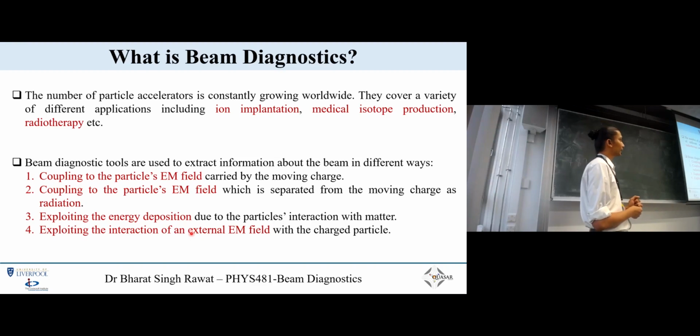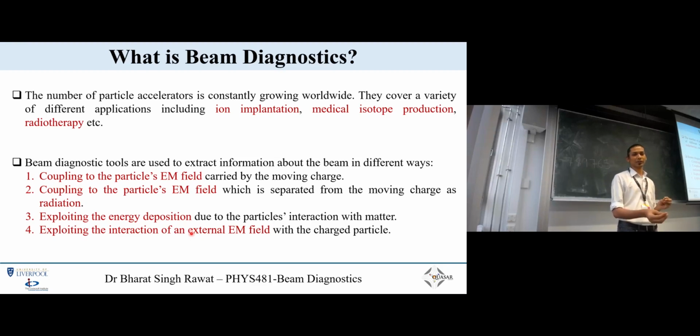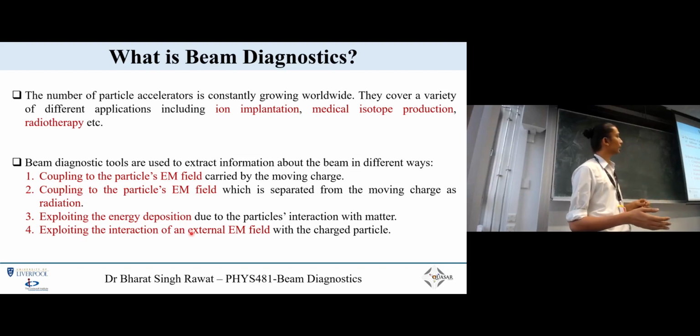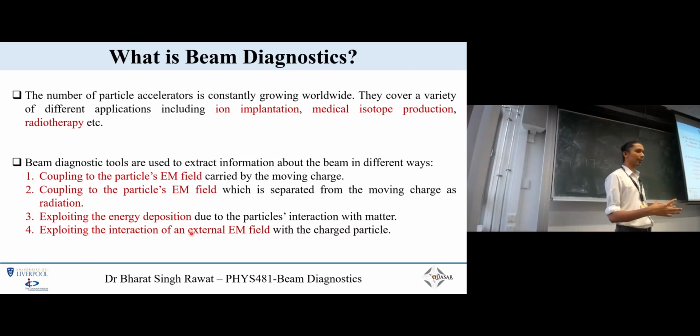Third is exploiting the energy deposition. When a particle is stopped, it will deposit all its energy, converting and transferring all its energy into that material. If we know how that interaction takes place, we can deduce the properties of the particle. And lastly, exploiting the interaction with an external electromagnetic field. For example, if you have a magnetic field, and a particle passes through that field, it will cause some variations in that magnetic field, and based on that interaction, you can deduce some property.